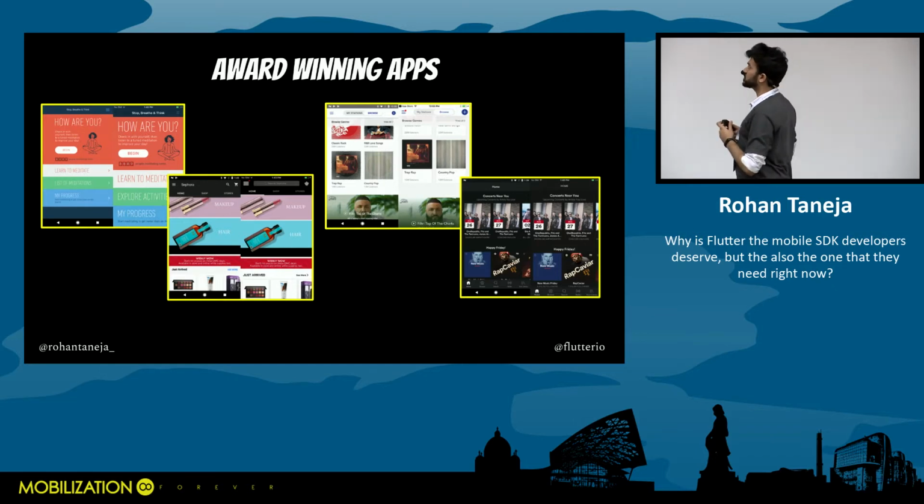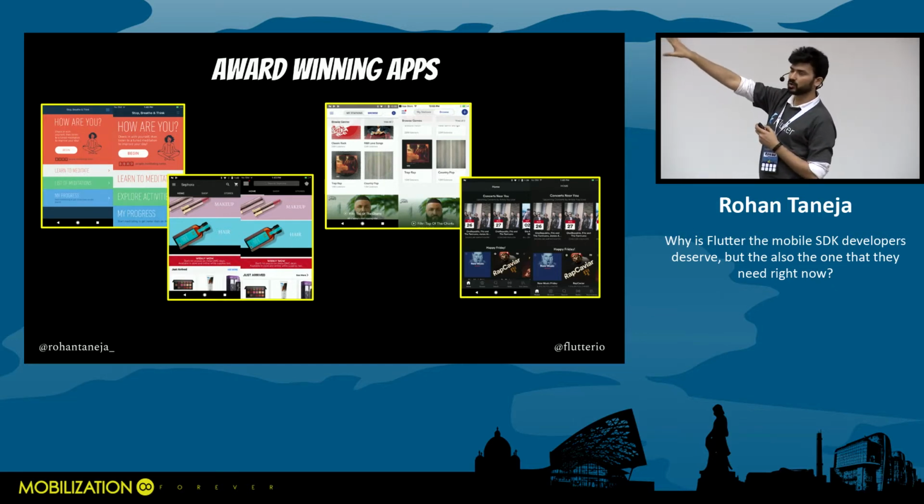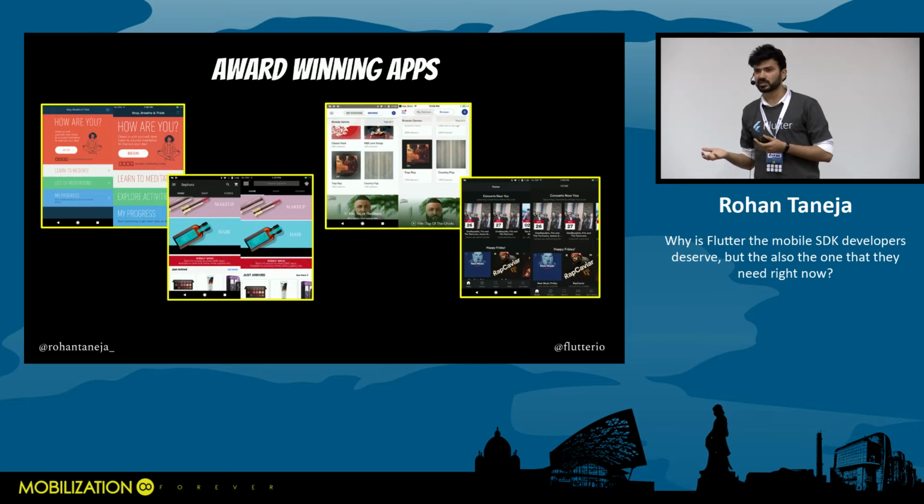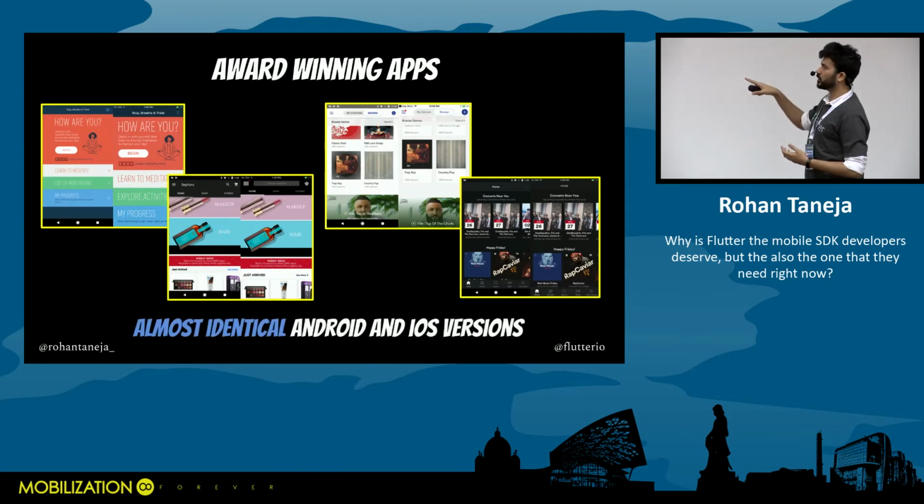The fact that it's similar is that they look identical on Android and iOS. You don't see a colored toolbar on Android, and you don't see a white toolbar on iOS. They look identical. They may not be following the best practices, but these are award-winning apps. These are popular apps. These are what your users want. So these look identical on Android and iOS.